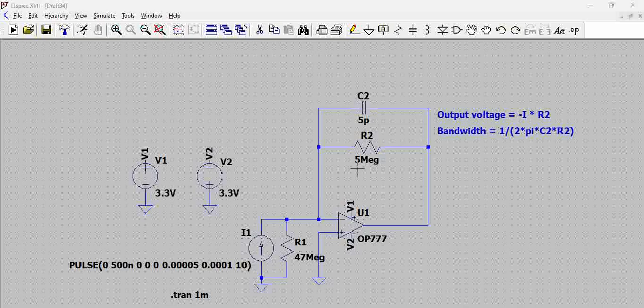So why I into R2? Whatever the current that flows here, as this is a very high resistance, the current flows through this 5 meg feedback resistor, and that gets converted into the output voltage. So that is why the current that is input into the feedback resistor is nothing but the output voltage. That is straightforward.